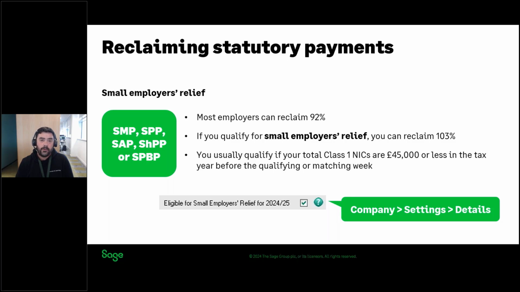The way that works is that the employer pays out the payment, but then reclaims an amount from HMRC. Most employers can reclaim 92% of statutory parental payments. But if you qualify for small employers relief, you can claim back a bit more. You would get back 103% of the statutory parental payment. And that's all done at the end of a tax month when it's time to pay your tax and national insurance.